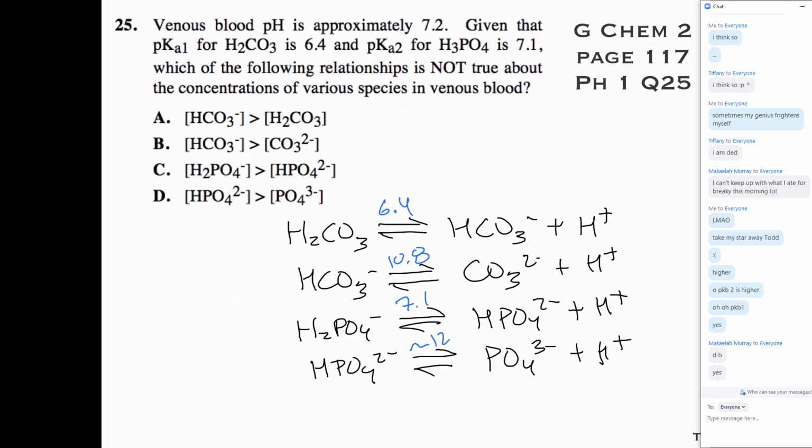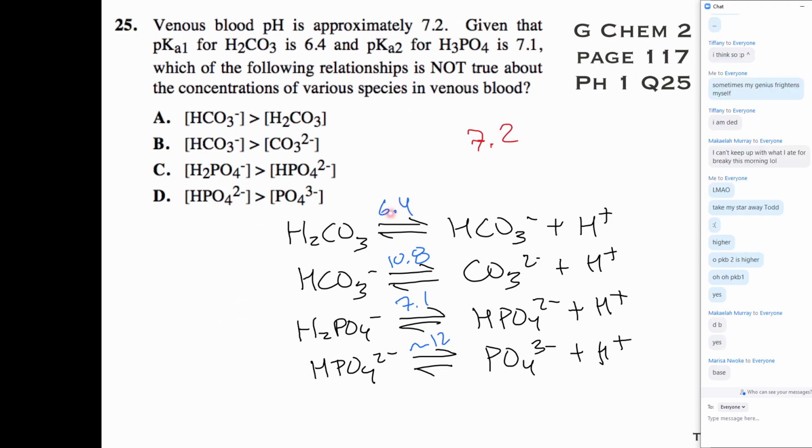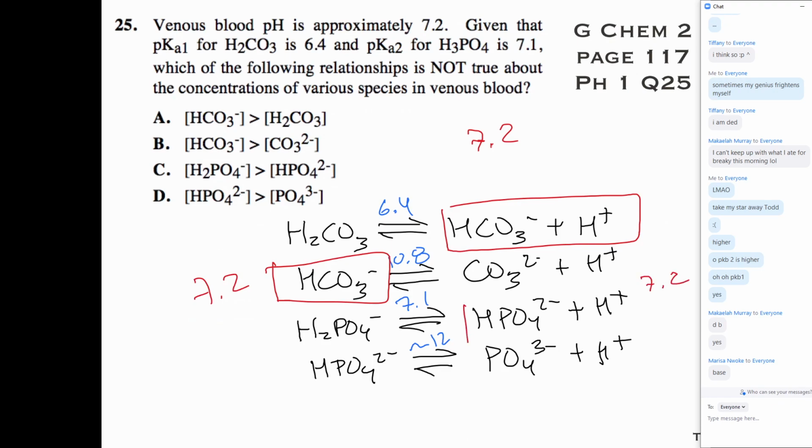So let's figure out what's in the highest concentration. At a pH of 7.2, is that going to favor the base side or acid side of that equation? 7.2 is higher than 6.4, so it's going to favor this side of the equation. But for the other, it's going to favor this side because 7.2 is less than 10.8. 7.2 is higher, although barely, so it's going to favor that side. 7.2 is less, so it's going to favor this side.